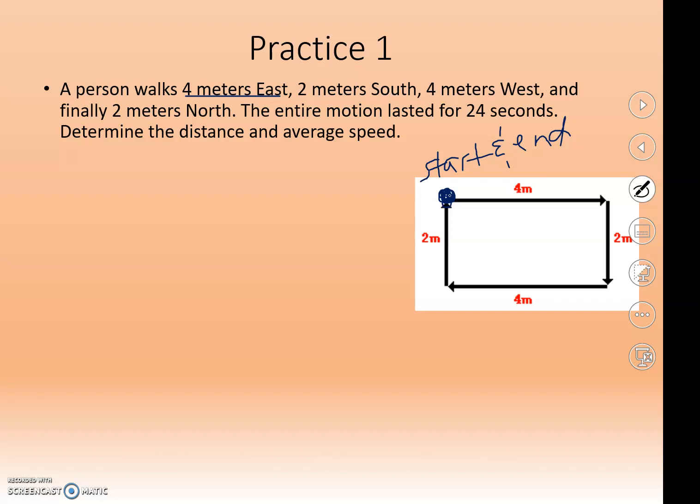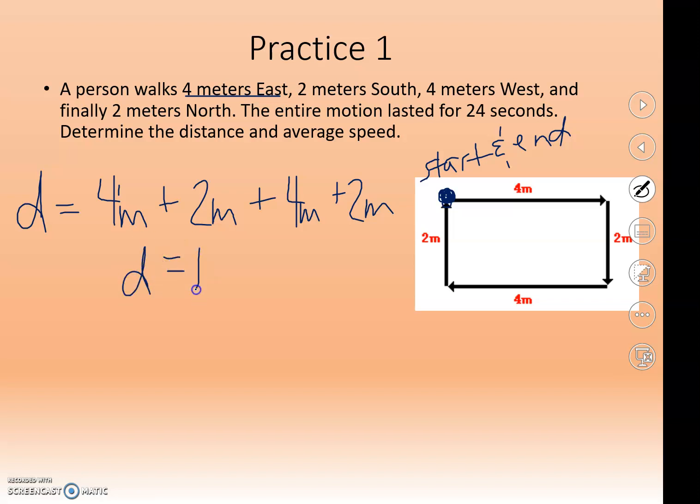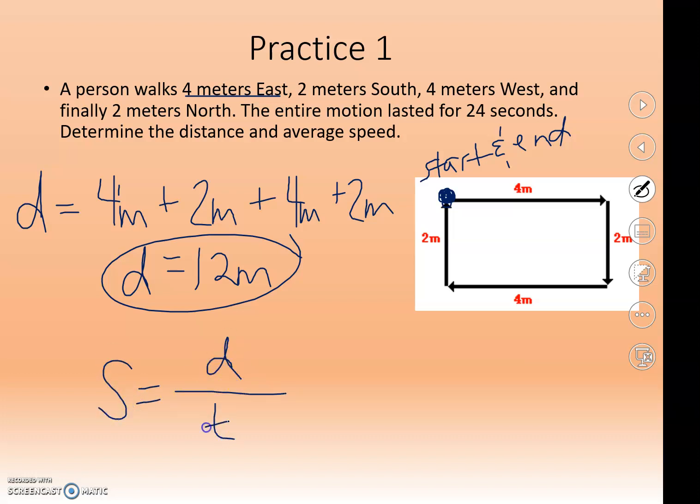So we are determining the distance and the average speed. So for this one, distance, we know that we add everything up. So you should have 4 meters plus 2 meters plus 4 meters plus 2 meters. So 4 plus 2 is 6, plus another 6. So that tells us that our distance will be 12 meters. So this is our distance. Remember, always positive. Does not include a direction. Add everything up. All right, now that we have our distance, we can find our speed because we know that speed is distance divided by the time.